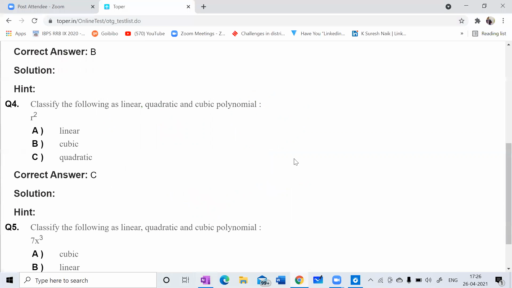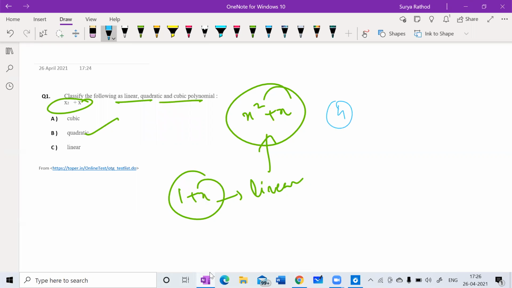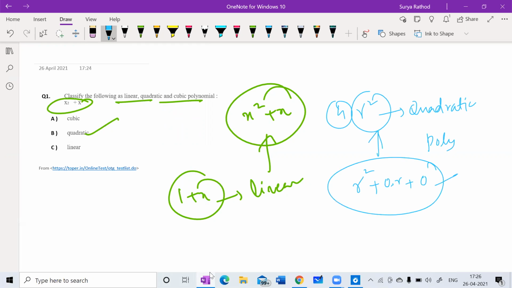Look at the fourth question. Classify the following: r square. R square is a quadratic polynomial. Why? I can write this as r square plus 0 into r plus 0. So this is in the form of a quadratic polynomial. Are you getting my point?